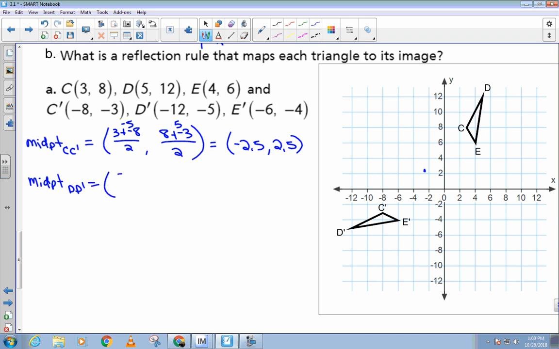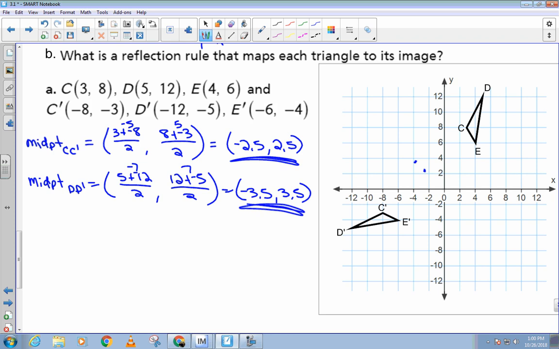Okay, so again, 5 plus a negative 12 divided by 2, and 12 plus a negative 5 divided by 2. So this is negative 7 divided by 2, which is negative 3.5, and 7 divided by 2, which is a positive 3.5. So, negative 3.5, positive 3.5. Okay, so this looks like it's the line of reflection right there. So, again, we have to take these 2 points, and we have to find the slope.